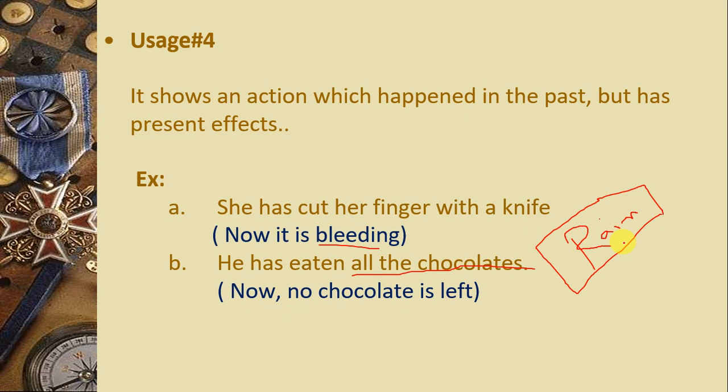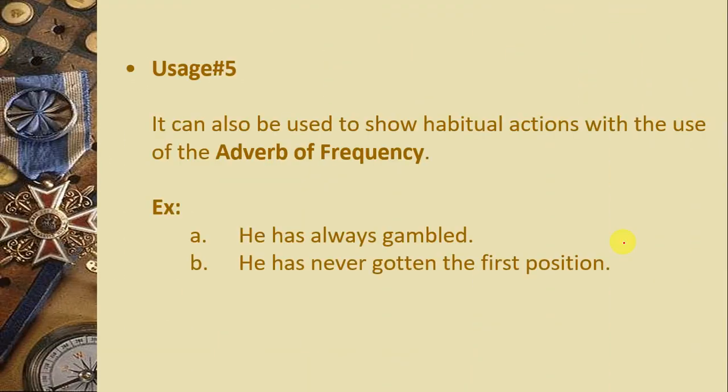Okay, let's move on to the fifth usage of present perfect tense. It can also be used to show habitual actions with the use of the adverb of frequency. این میگه هم استفاده میشه که نشان بده habitual عادتی عملها را with the use of the adverb of frequency. که اینجا ما adverb of frequency را استفاده میکنیم.